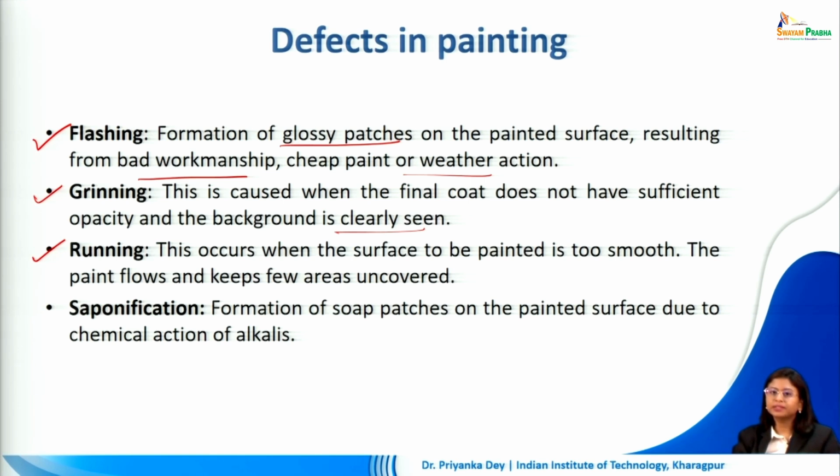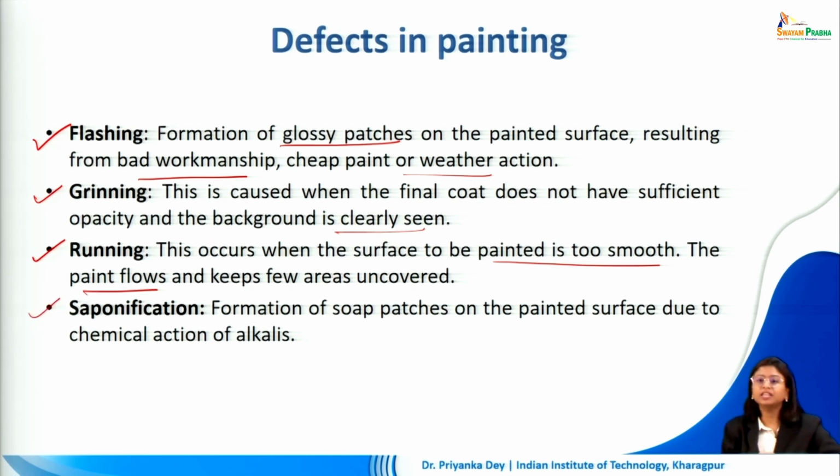Running occurs when the surface to be painted is too smooth. So, the paint in this case flows and keeps few areas from being covered. So, what happens is that if the surface in the background is very smooth and the consistency of the paint is such that it doesn't stay in one place, it flows along the smooth surface. So, what will happen is we will be able to cover certain parts of the wall and the other parts will remain uncovered with the pigment. So, that will give a very haphazard, uneven look to our overall finished surface. That is called running.